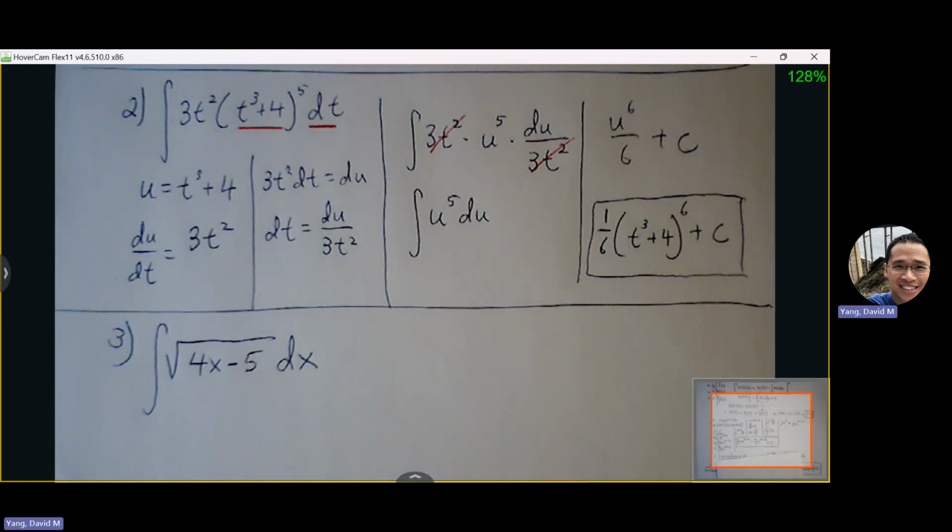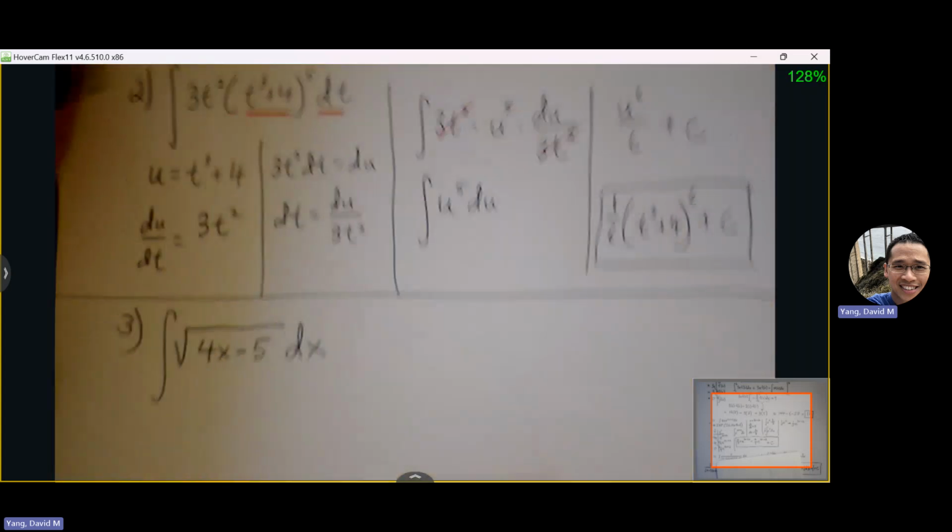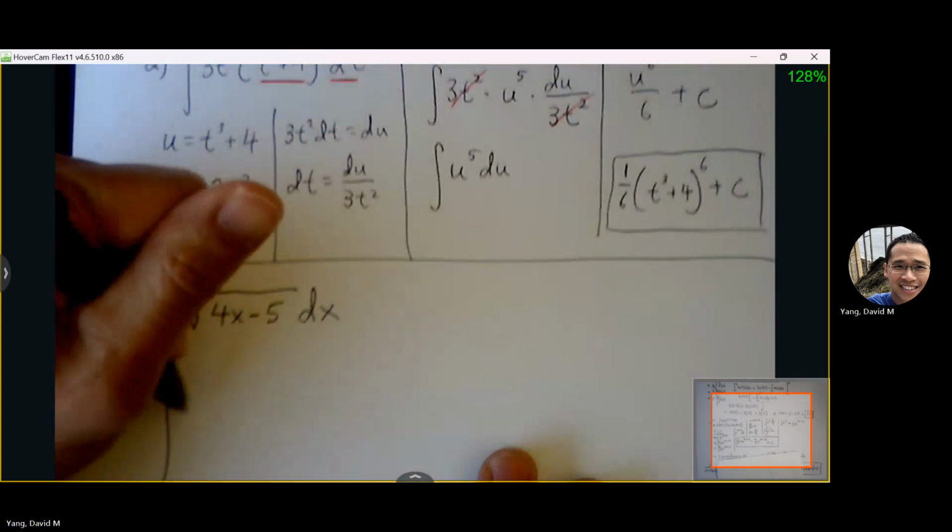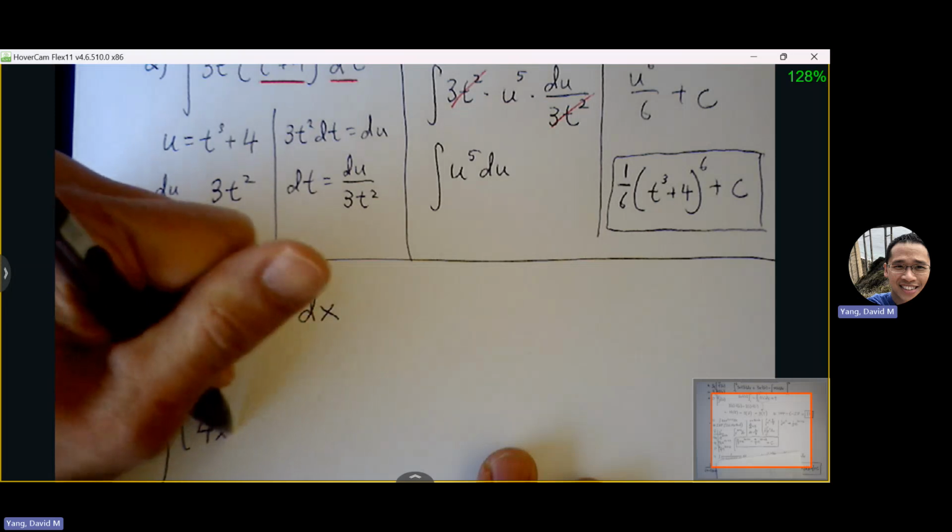Number 3, we can't rely on expansion. That square root is getting in the way. So we've got to go through substitution, but we don't see a set of parentheses. We can always rewrite radicals with a set of parentheses. That will give us an option for our u value.